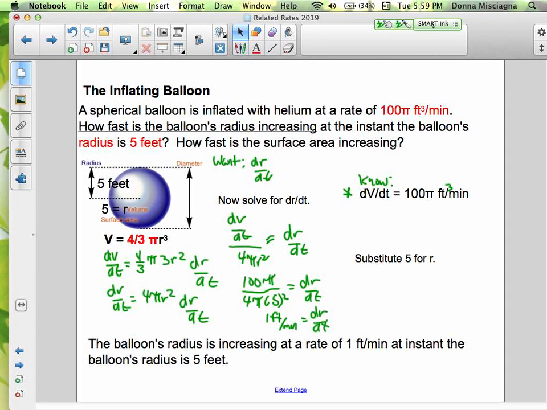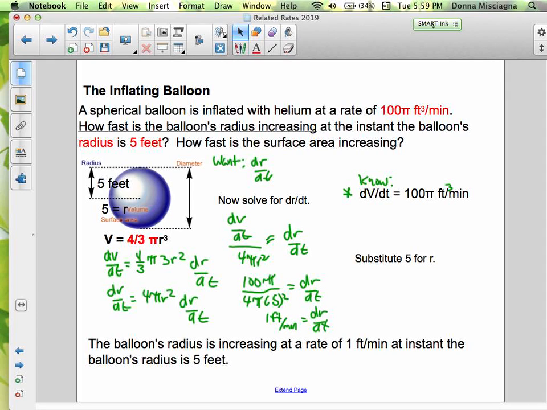Remember that, we'll need that to find dS/dt. And of course I have it written down right there below too. The balloon's radius is increasing at a rate of 1 foot per minute at the instant the balloon's radius is 5 feet. If I had to give the answer, I'd probably also add the entire thing here, not just the solving.